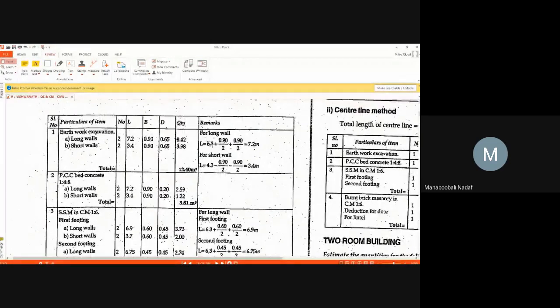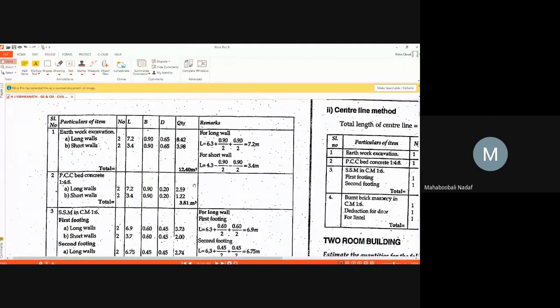First, I will explain how they have done it. Later on, you can go slowly. The next column should be numbers, how many items. Third, fourth, fifth are length, breadth, depth. All should be in meters only. The next column is quantity. How is that quantity column obtained? Multiplying all the four columns, you'll get the quantity. Now, remarks means what?